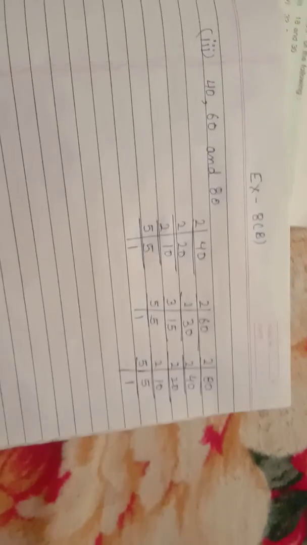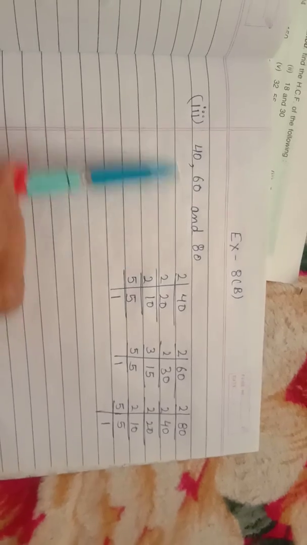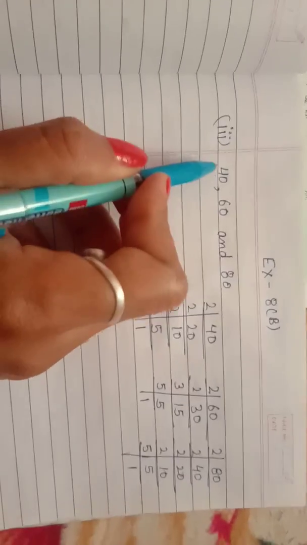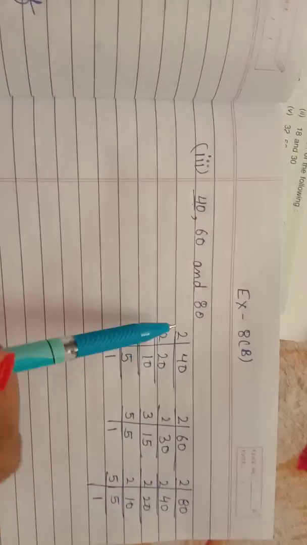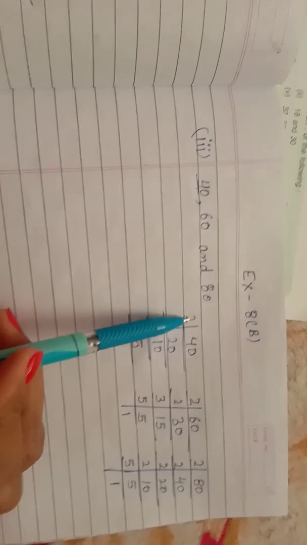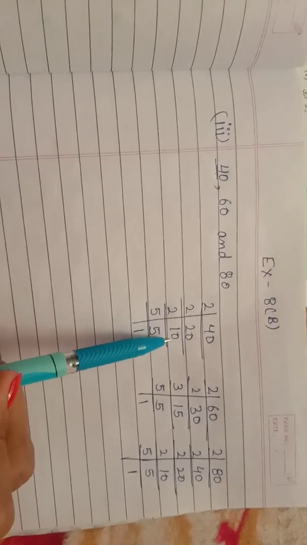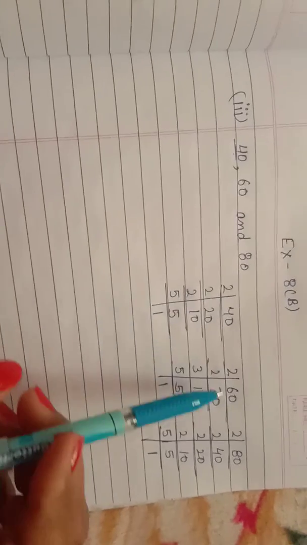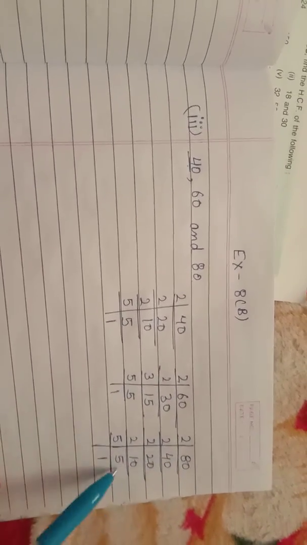Okay beta, let's start with question number 3 of exercise 8b: to find the HCF of 40, 60 and 80. To find the HCF, firstly we will start with the prime factorization of 40. As 40 is an even number, we start with 2 and get 20. Dividing 20 by 2 we get 10, and dividing 10 by 2 we get 5. Like this we can do the prime factorization of 60 and similarly of 80.